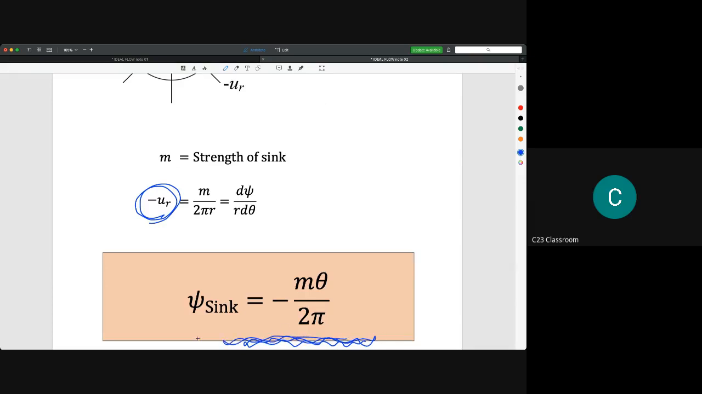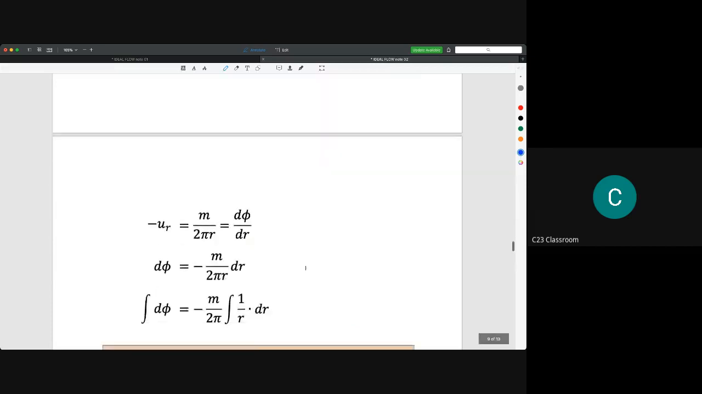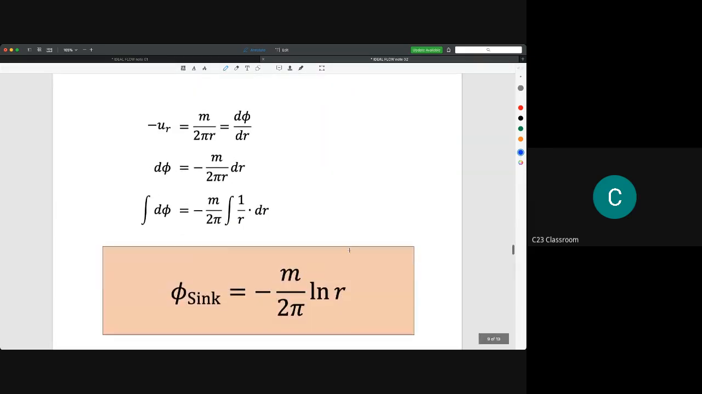And then if you try to calculate the value of phi for sink, you will get negative m over 2 pi ln r. So it still carries the same terms, but the difference is the existence of the negative. So this is the stream function for sink.